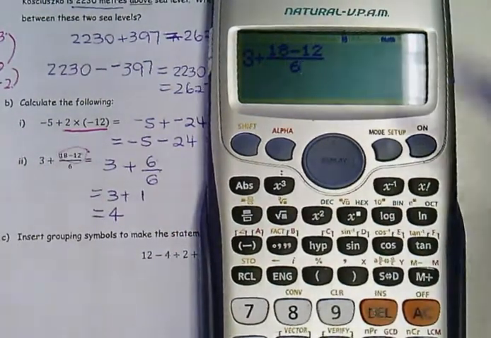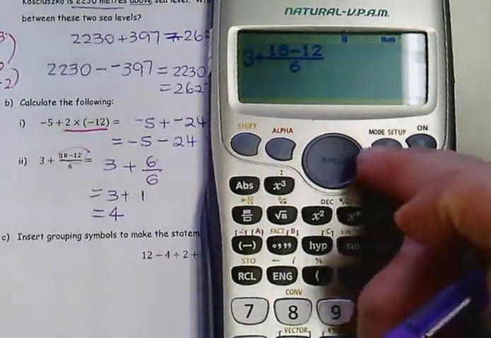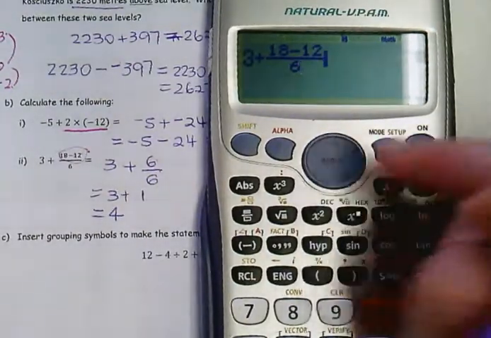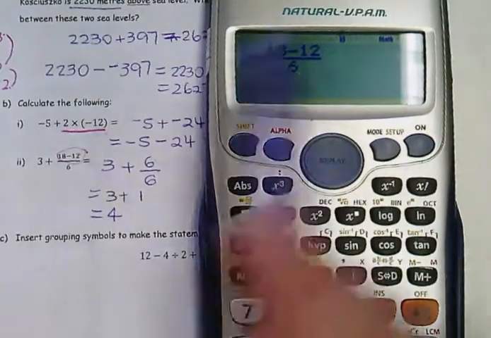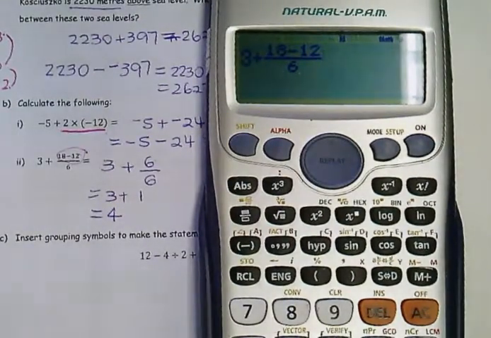Now notice I'm still blinking underneath at the denominator. If I want to get out of the fraction, I just press this arrow to the right. So that looks like my question, okay? And I should get the same answer of 4, which I do, okay?